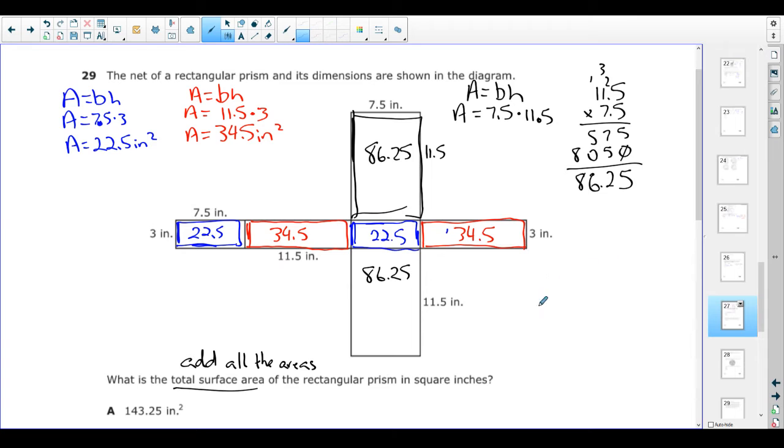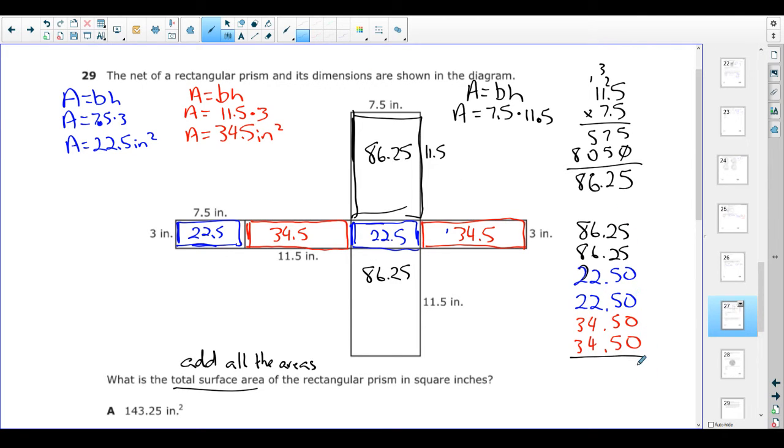So in the last part, since we want total area, we just have to add all these together. 86.25, 86.25 plus, I forgot what were the others, 22.50. Remember, when you're adding decimals, you do need to line them up. Even though these other ones didn't have 2 decimal places, I'm going to write them in just so everything looks nice and organized. And then we just add these up.